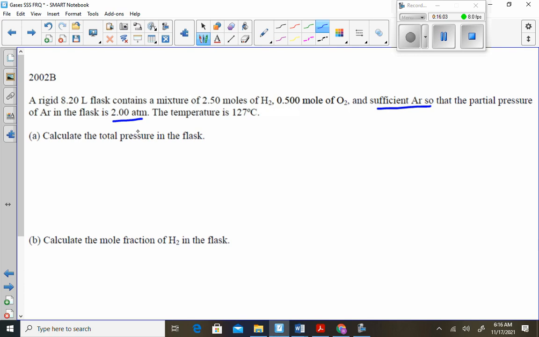So our part A asks us to find the total pressure in the flask, and we know that the total pressure equals the pressure of all of the individual pressures added together. So the pressure of hydrogen plus the pressure of oxygen plus the pressure of the argon. And so we know the pressure of the argon. We do not know the pressure of either one of these, but we have the number of moles, we have the volume in liters, and we know the temperature.